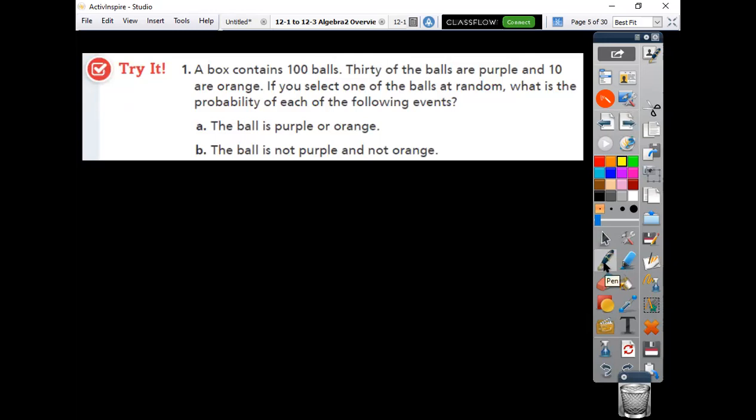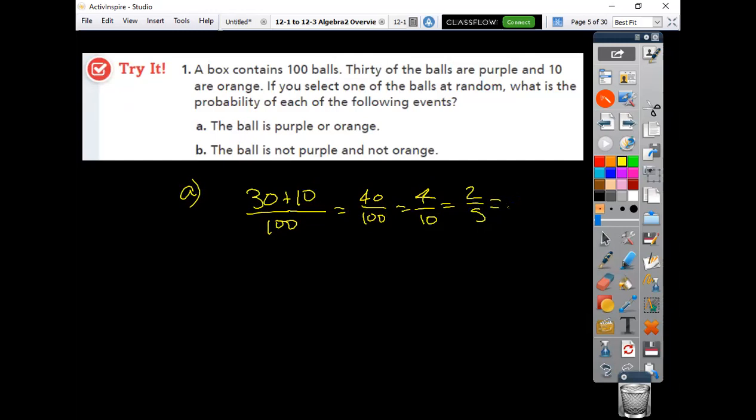So purple's in the box again, we're 30. This is for A. And then add on 10 were orange, and in the box we're 100. So that's 40 out of 100, or 4/10, or 2/5, or 0.4, or 40%.